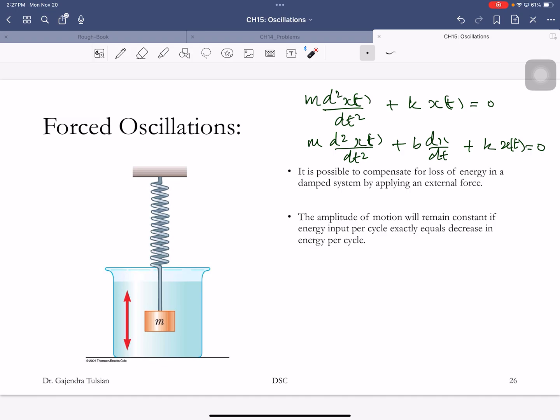If a child is on a swing and the swing has friction, you push it once, what happens? The oscillation dies down. You saw that. And what happens if the oscillation dies down? The child cries. And so you want the child not to cry, so you push. So we're going to consider that. We're going to push regularly.